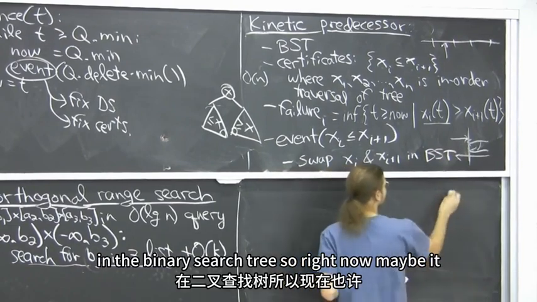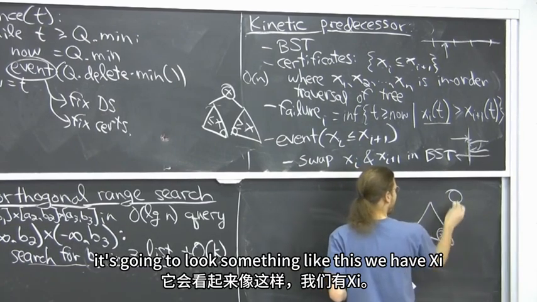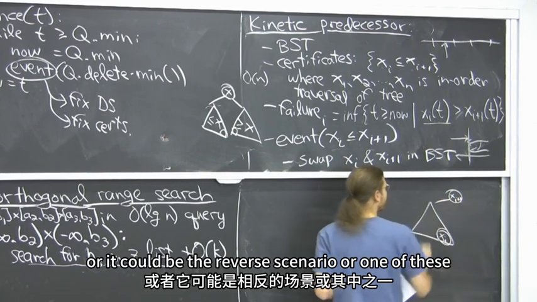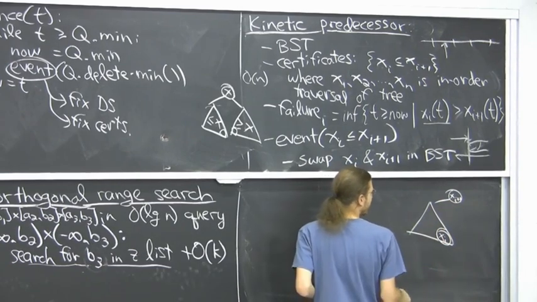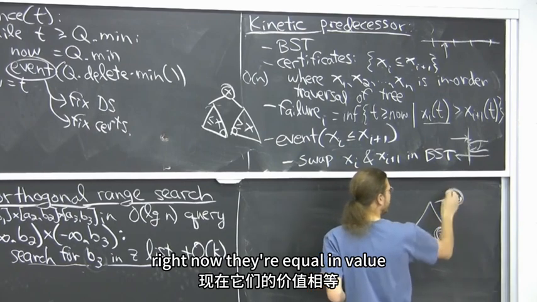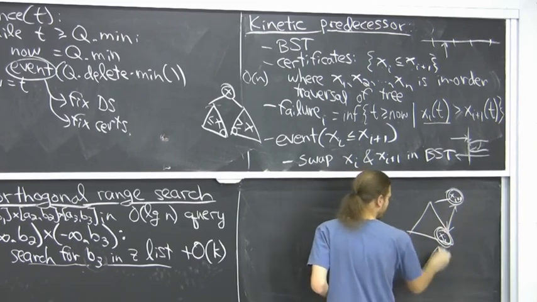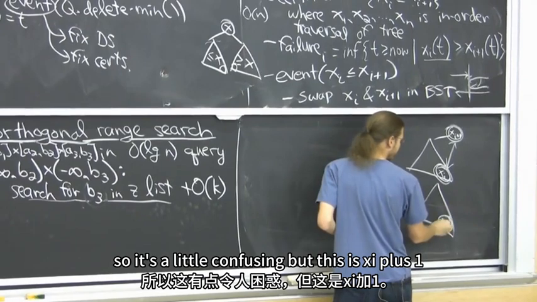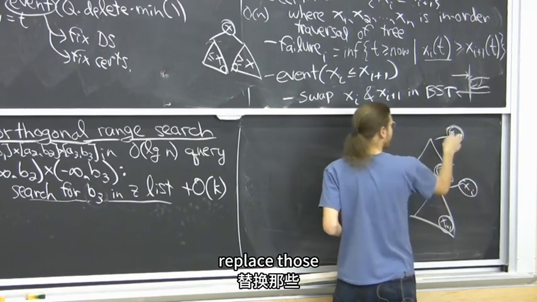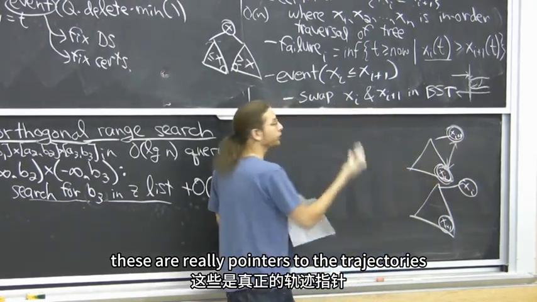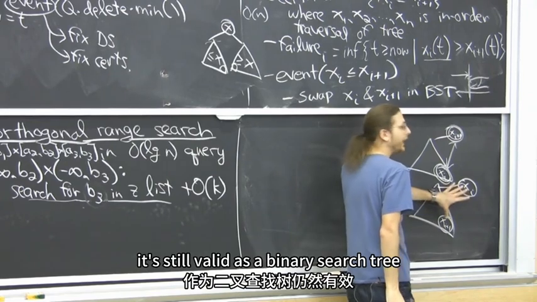So right now, maybe in general, it's going to look something like this. We have xi plus 1, or it could be the reverse scenario, where xi plus 1 is a leaf and xi is the predecessor. Right now, they're equal in value. So I'm just going to interchange them, move xi up here. It's a little confusing, but this is xi plus 1, and this is xi. Replace those. These are really pointers to the trajectories, however they're described. Interchange them.